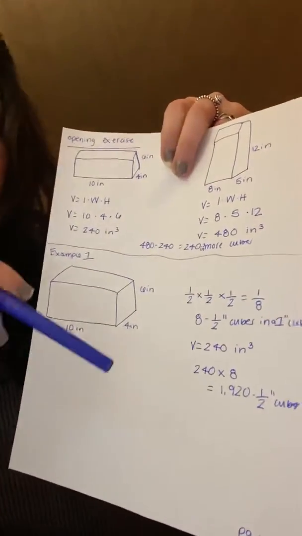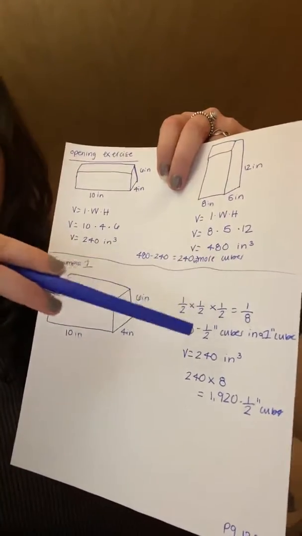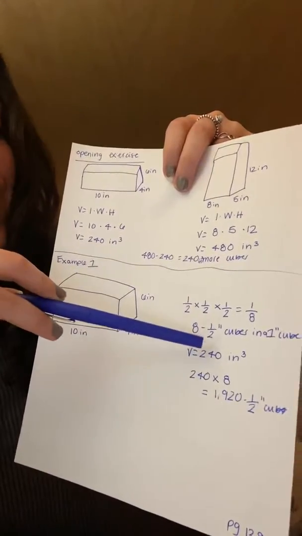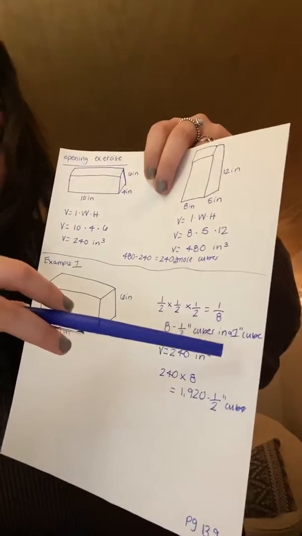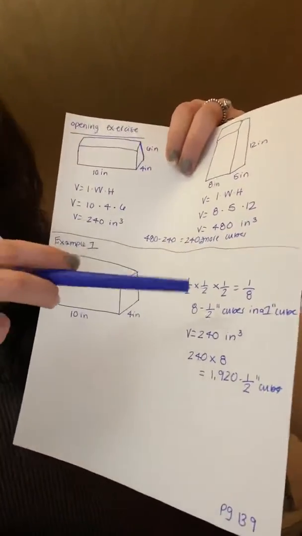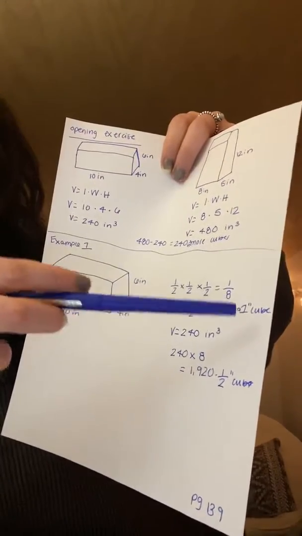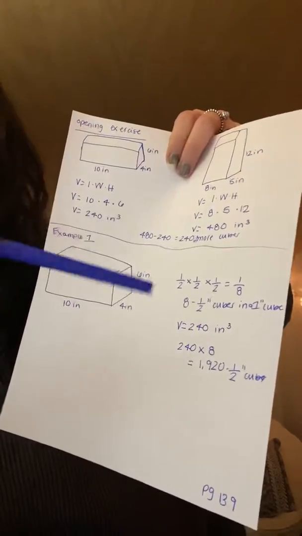So for this, I then took my 1/8 and I flipped it to make it into 8 whole. And I said, okay, I have 8 half-inch cubes in a 1-inch cube. Sorry, that was a tongue twister. So I have 8 half-inch cubes in a 1-inch cube. So that's my label for this part right here.